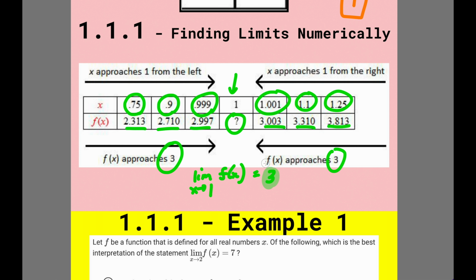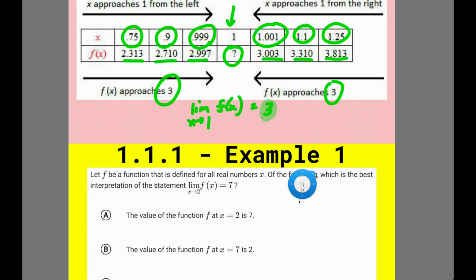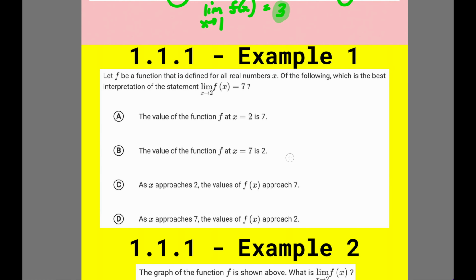As x approaches some value, in this case 1, the y value is approaching 3. Okay, now we're going to get into more of the example problems that you would likely see on an assessment, a quiz, a test, that sort of thing. So definitely make sure you pay attention to these.